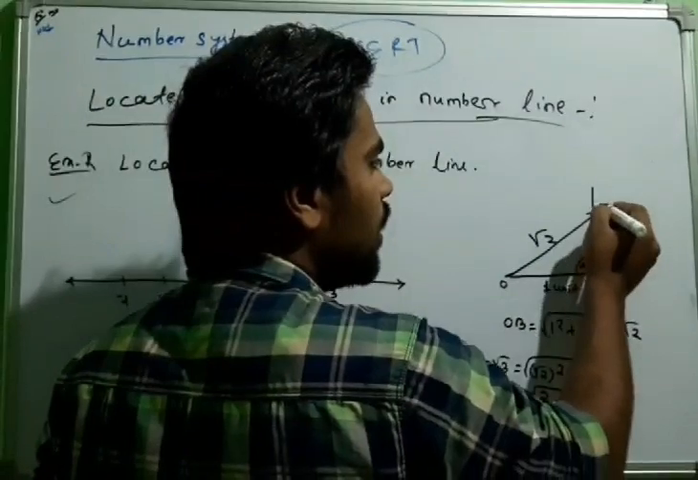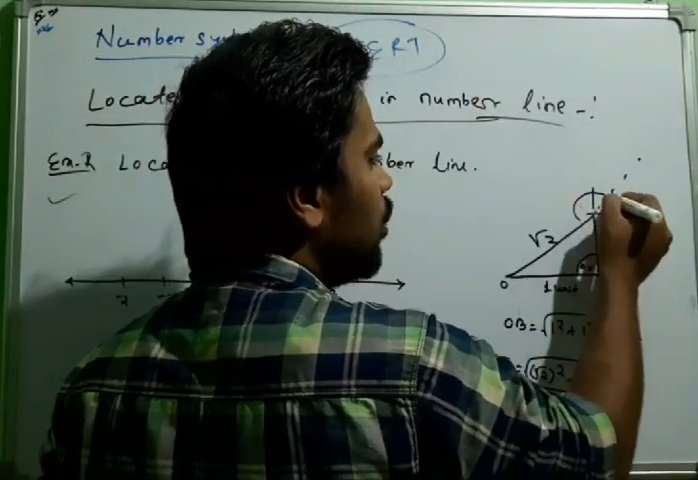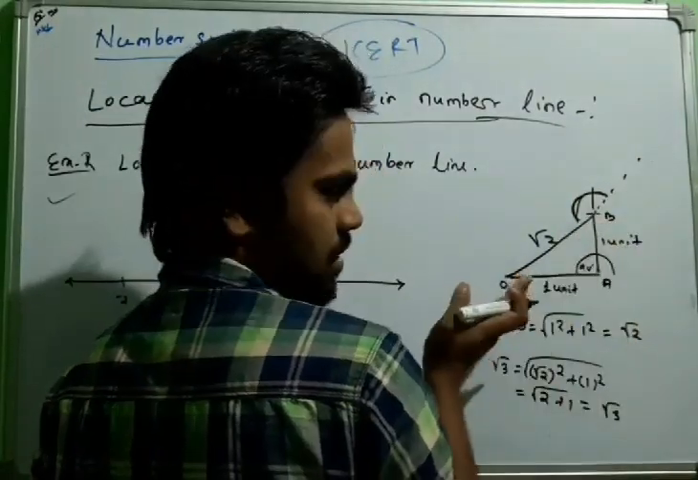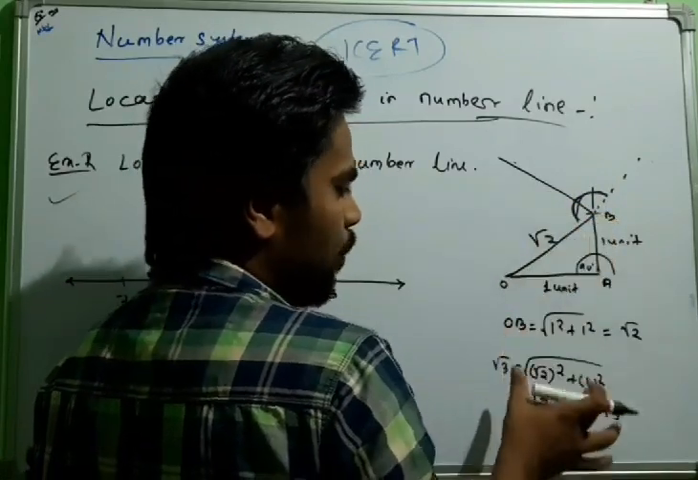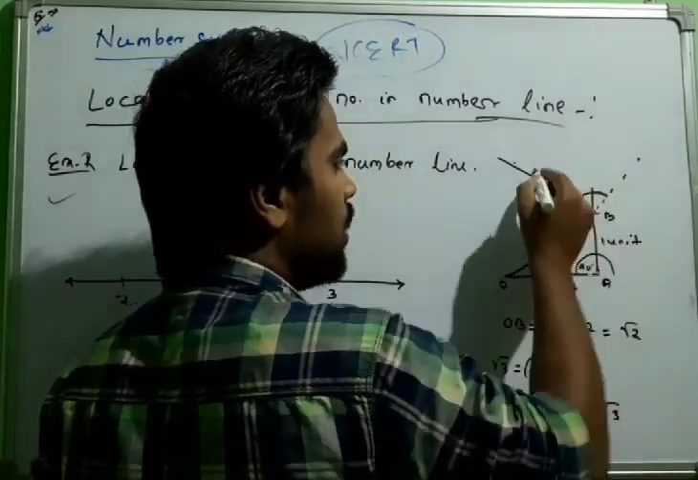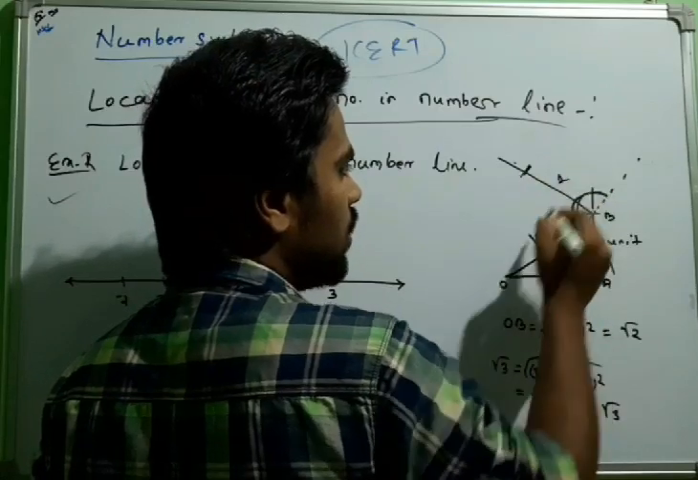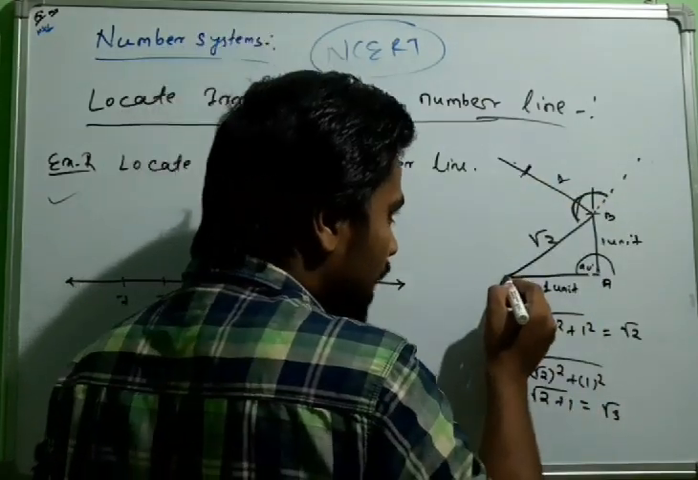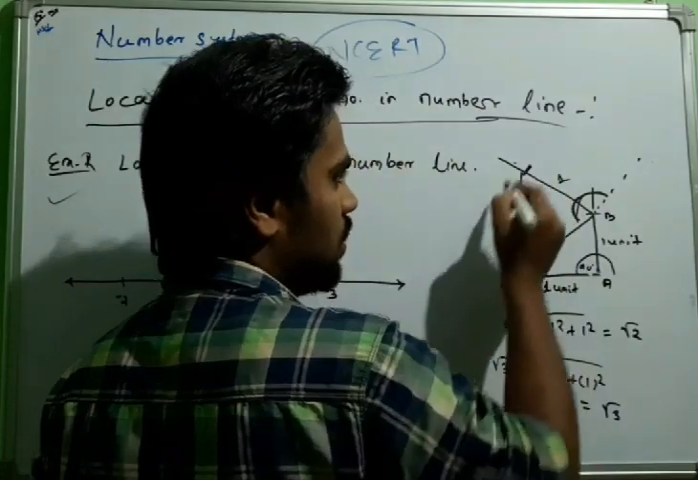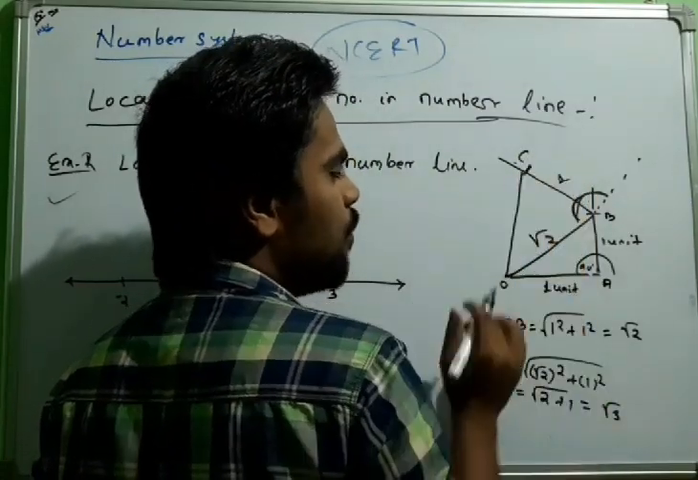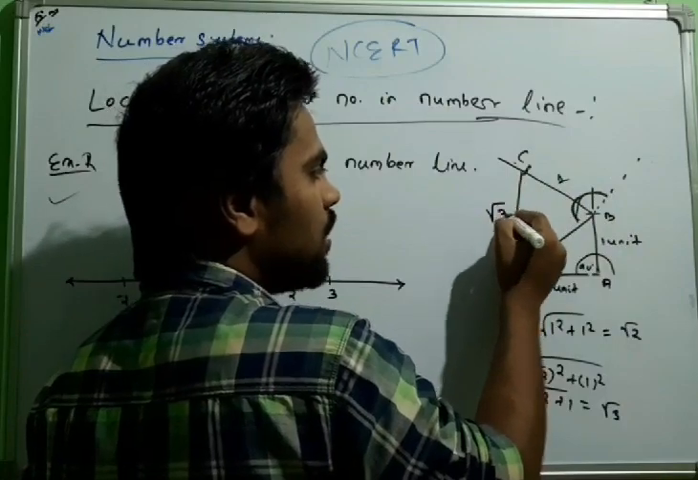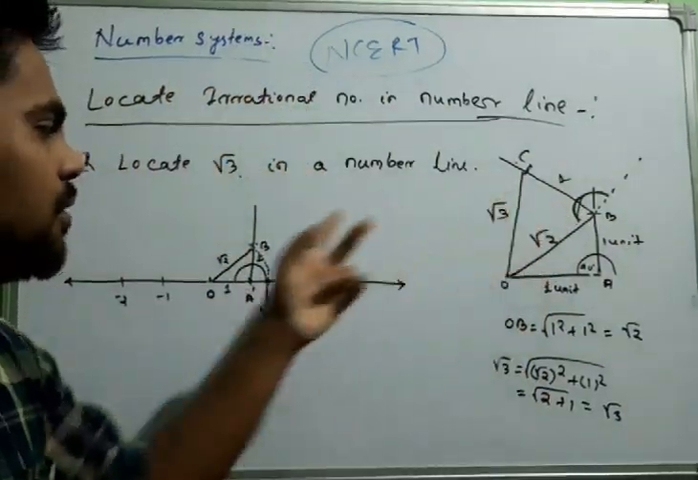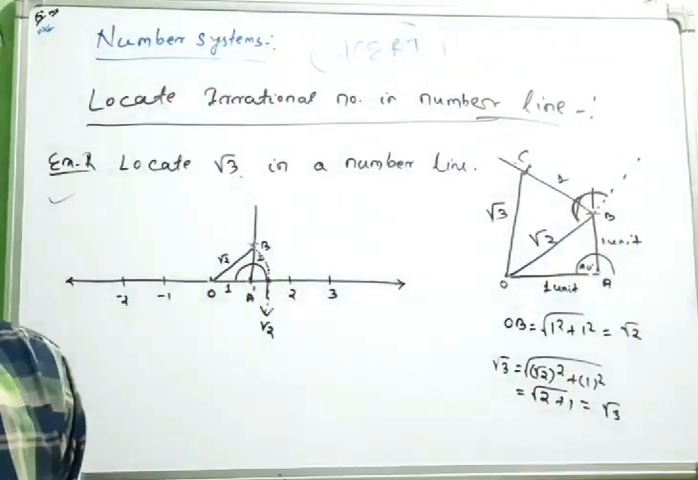I can make a 90 degree angle on the root 2 line, on the OB line. You can make it here and measure 1 unit. This is 1 unit. Clear? Now extend the line. This is C. OC is how much you get? The square root of root 2 squared plus 1 squared is equal to root 3. Clear? So you have to use this concept on the number line.